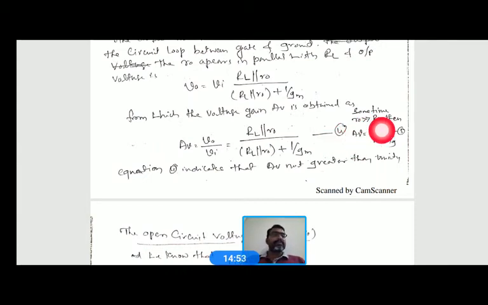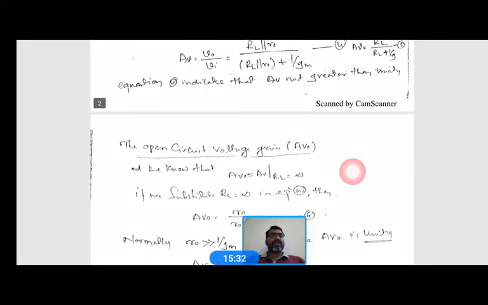Sometimes R naught is greater than RL. If R naught is greater than RL, then in RL parallel R naught, R naught is neglected. You know that R naught doesn't affect much here. So the value of RL parallel R naught is equal to RL. Therefore, if R naught is greater than RL, we take this equation as AV equal to RL divided by RL plus 1 by gm, that is equation 5.